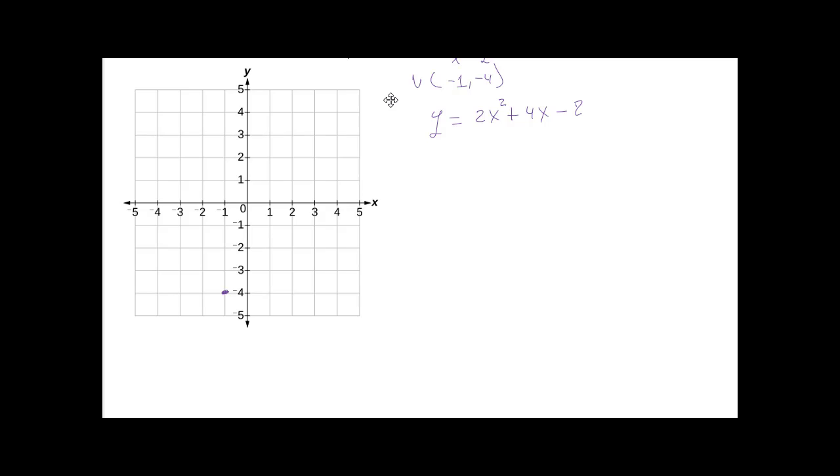Now, we need to graph our parabola, but we just have a point. We need at least 2 more points because remember, a parabola is something like this. Because a is positive, we already know the parabola is going to open upward. But how can I find the other 2 points?